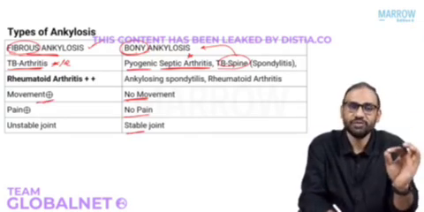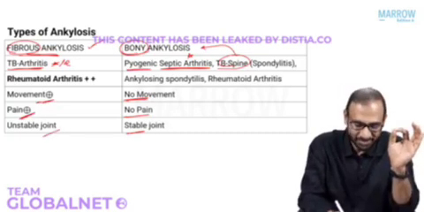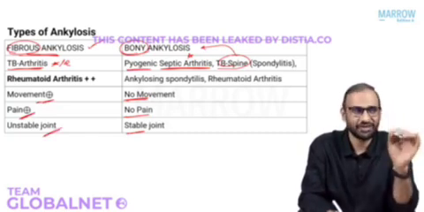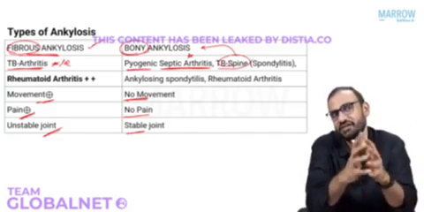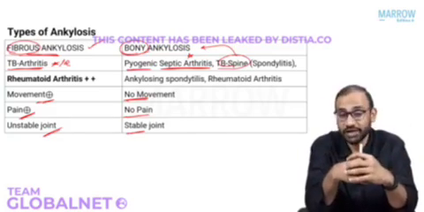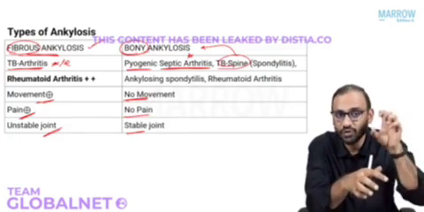And if some amount of movement will be there, some amount of pain will be there. And if some amount of pain will be there, it will be unstable. So some movement will cause instability and some pain. So that is the clinical differentiator between fibrous ankylosis and bony ankylosis. Now that is ankylosis, a disease process leading to fusion of the joint.